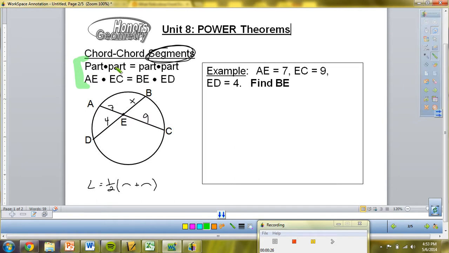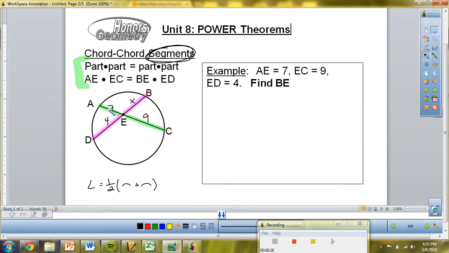So the parts that are being multiplied need to be from the same chord. If I'm going to multiply a part and a part, I want to make sure that I'm multiplying part AE and part EC because they form one chord. I also want to make sure that the other side of the equation is formed by the other chord. So the part DE multiplied with part BE. And they not only show the generic formula here, but they also show the specific example using the letters from this diagram. So let's go ahead and show our work in the space provided.